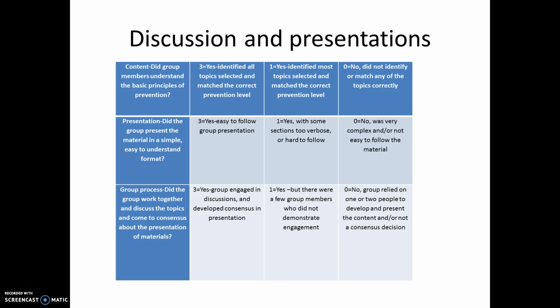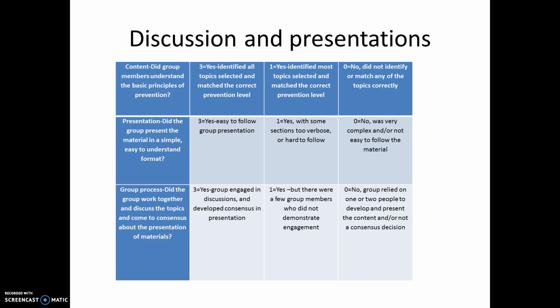And grading is always a challenge and interest to students. This is not a highly significant assignment, but I am going to use this rubric so that you understand to put a little bit of effort into this project. So the first area, I really want to make sure everybody's getting the principles of prevention. So if you get all the matches correctly with your topic and the level of prevention, we'll give you a 3. If you miss 1 or 2, we'll give you a 1, and if you didn't match any of the topics correctly, we'll do a 0 on that one.